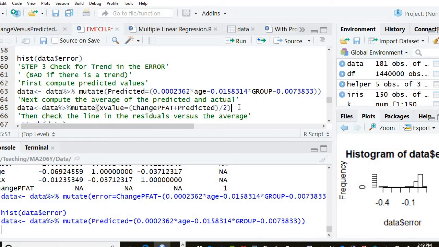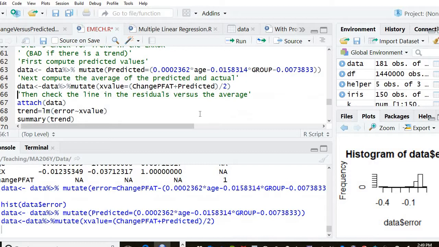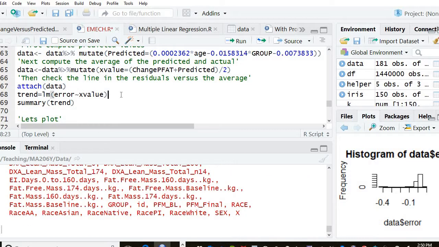And then this thing here is a graph of the residuals. So I need this x value for the graph. It's the average between the actual and the predicted. The actual is the actual change in fat. The predicted comes from my regression line. I add them and divide by 2. That gives me the average. So now I have a column that's called x value. And I'm just going to do an LM, a linear regression, between the error and the x value.